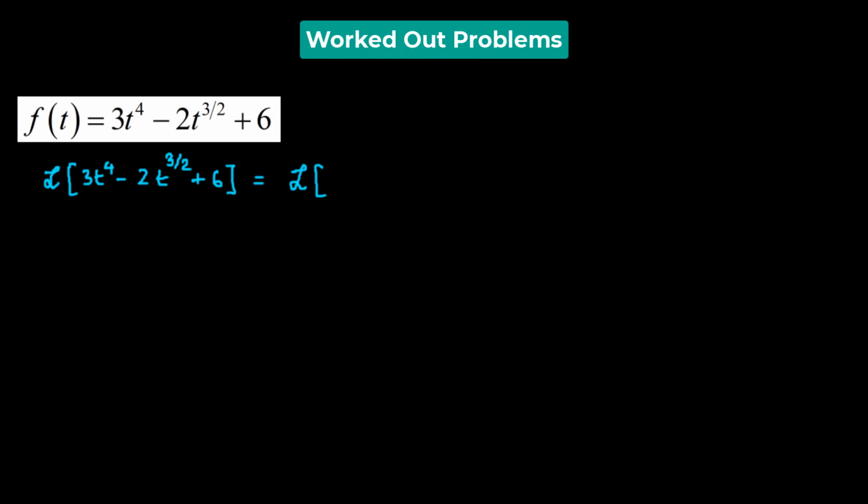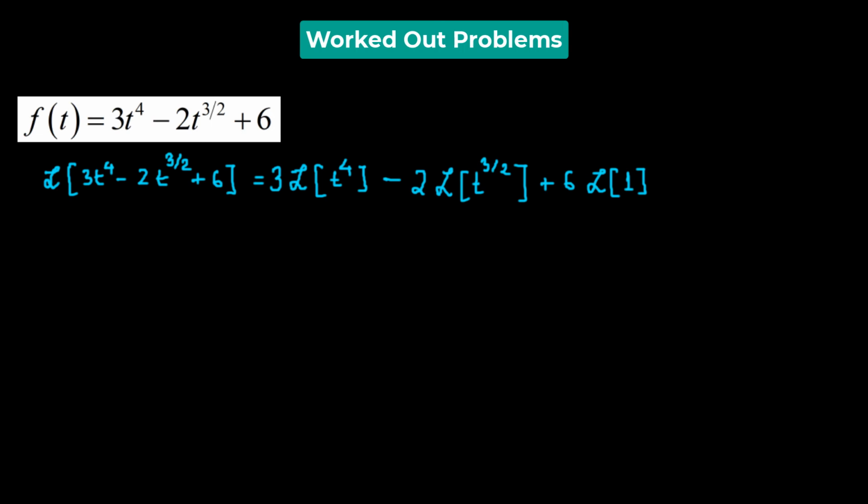Now here 3 is a constant, so we can pull it out of the operator. So we have 3 times the Laplace transform of t^4. Similarly, we have negative 2 times the Laplace transform of t^(3/2) plus 6 times the Laplace transform of 1. Now for the first term, we need to find the Laplace transform of t^4.